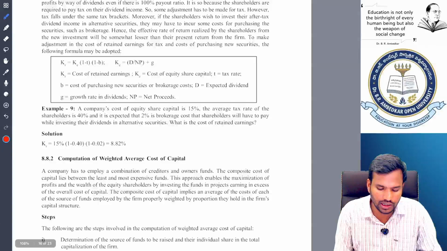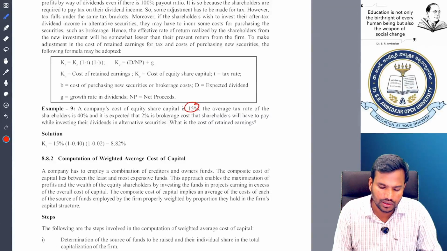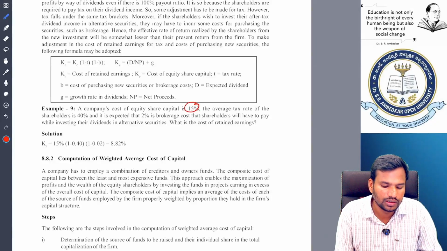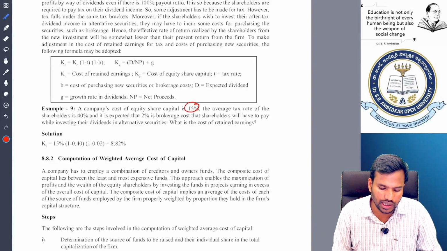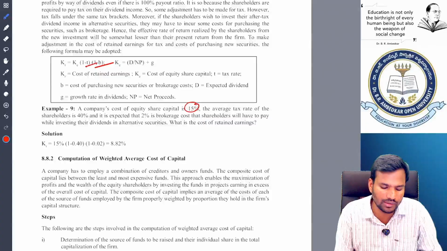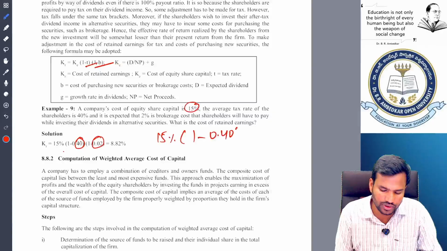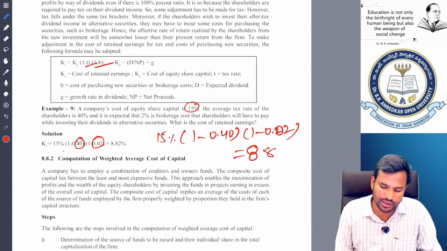See, the company's cost of equity share capital is 15%. The formula is Ke into (1 minus T) into (1 minus B), where B means brokerage charges and T means tax rate. So 15% into (1 minus 0.40 tax rate) into (1 minus 0.02 brokerage charges), then 8.82% will become.